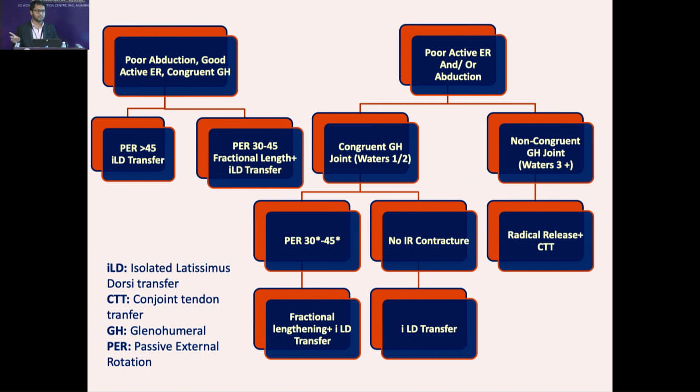When there is poor active external rotation with or without abduction limitation, we next look at the glenohumeral joint radiologically. If it's non-congruent, we recommend a radical anterior release with a conjoint tendon transfer. When it's congruent, we look at the external rotation range. If it's between 30 to 45, we recommend a fractional lengthening with an isolated latissimus dorsi transfer. When there is no internal rotation contracture, only a latissimus dorsi transfer is recommended. Thank you.